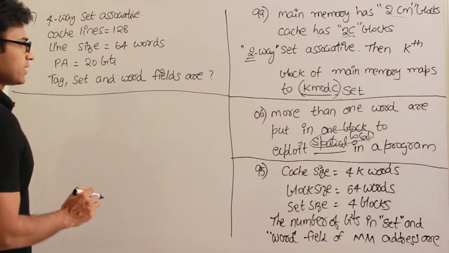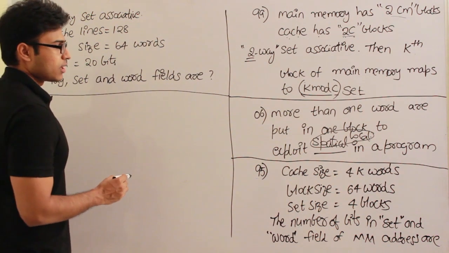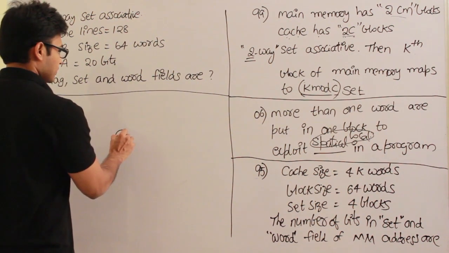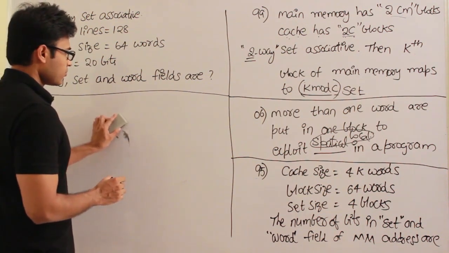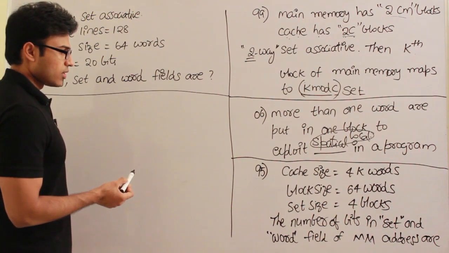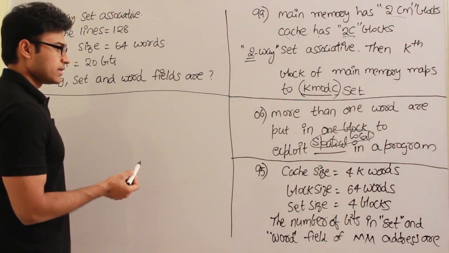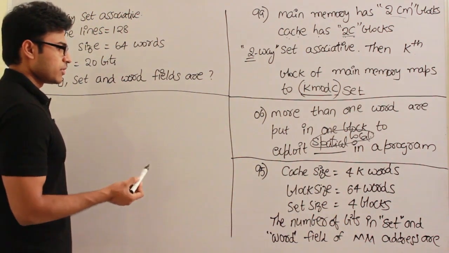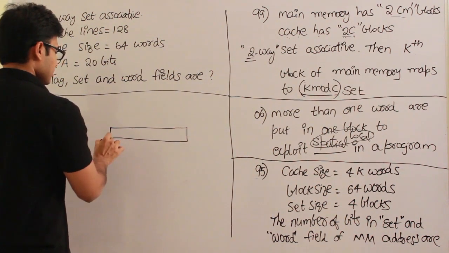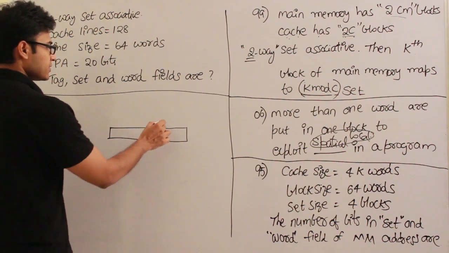Okay, so watch it. Cache size is given as 4k words, block size is given as 64 words, and set size is given as 4 blocks. Then the number of bits in the set and the word field of main memory are? So if you watch it, the main memory is divided in the case of set associativity like this, right?